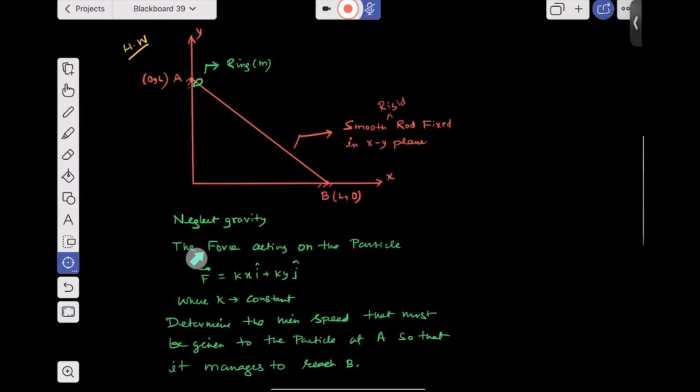We are told to neglect gravity, and we need to determine the force acting on the particle. What we have to determine here is the minimum speed that must be given to the particle when it is at A so that it manages to reach B. So tell me what you will do in here.